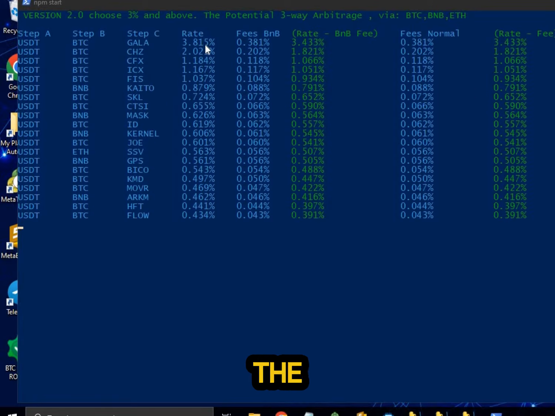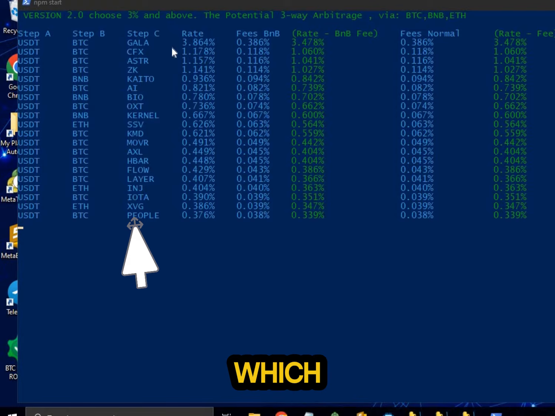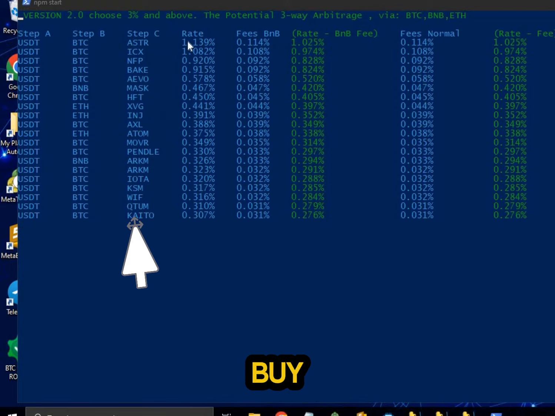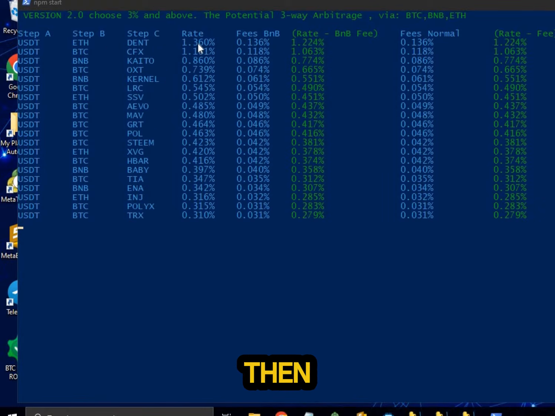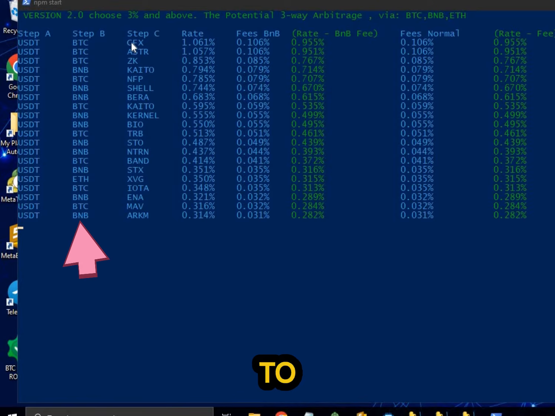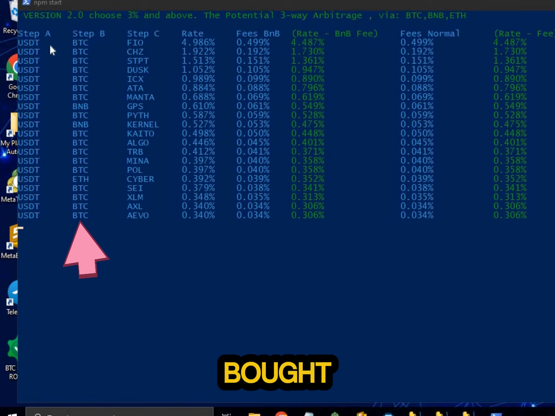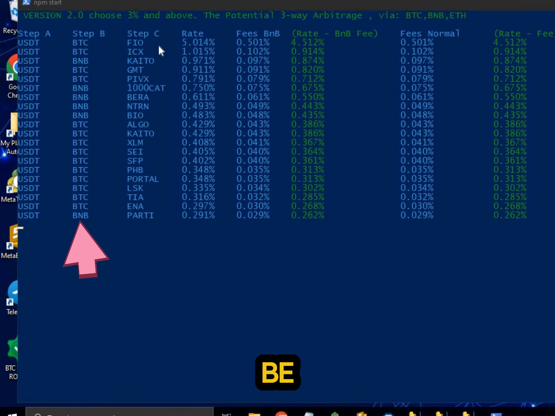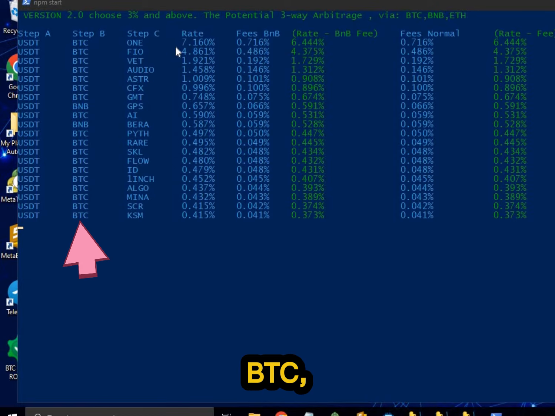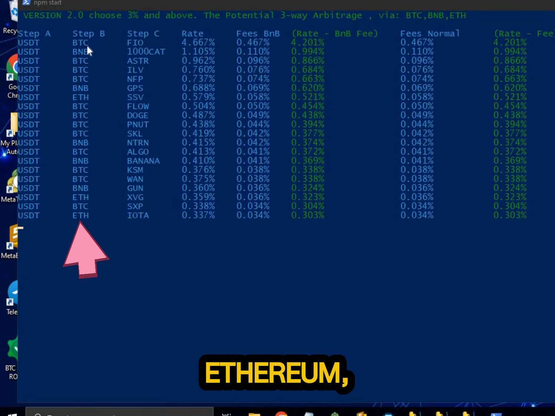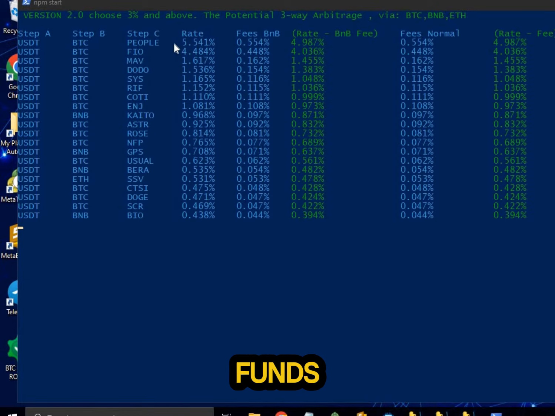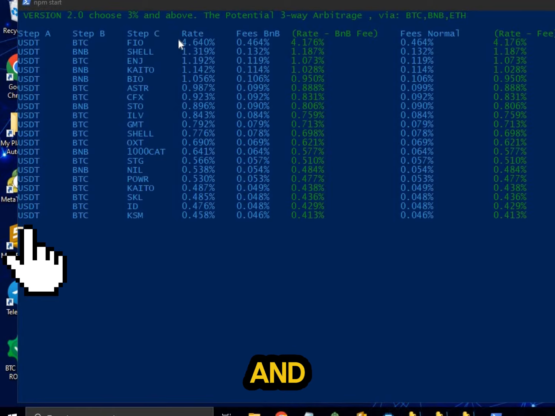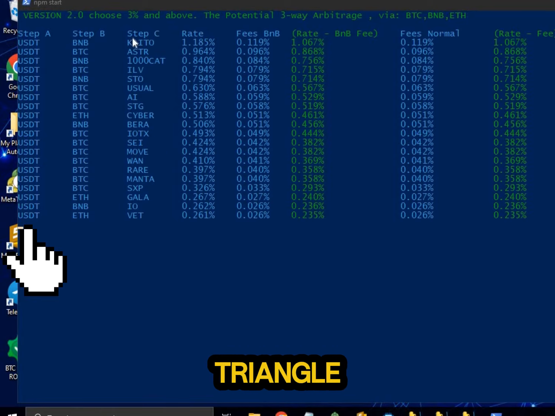Then we go over to the pair on step C, which is the pair or token we are to buy with our USDT. Then we move over to step B to sell the pair we just bought from step C, which would be we swapping the coin to BTC, BNB, or Ethereum. Then we get our funds back to USDT again, and then we keep going in that triangle over and over again.